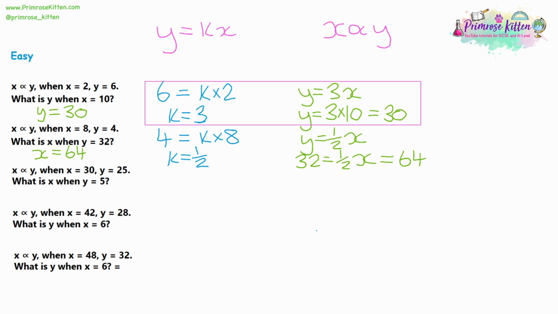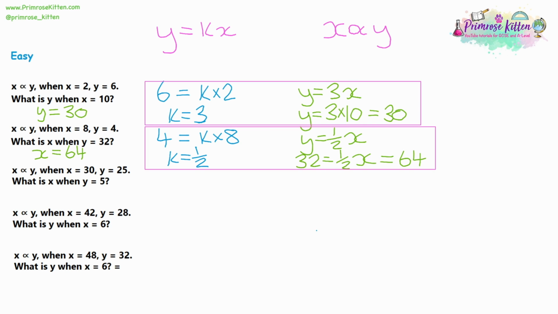By the way, I've done a lot of those calculations in my head using a bit of logic, but you can also use the balancing method for solving equations. When you have 32 equals half of x, then you could say, well, what's the opposite of a half? That would be times by 2. Do the same thing to both sides and just use solving equation skills.